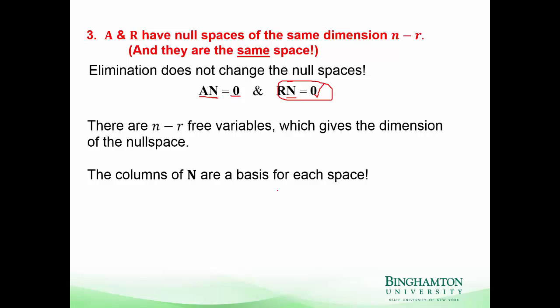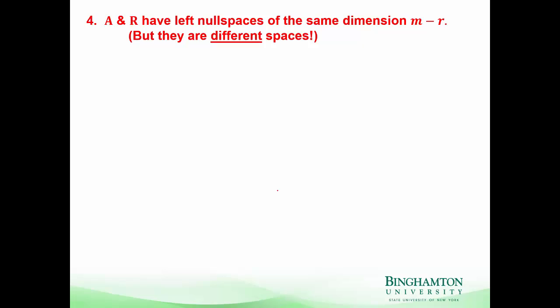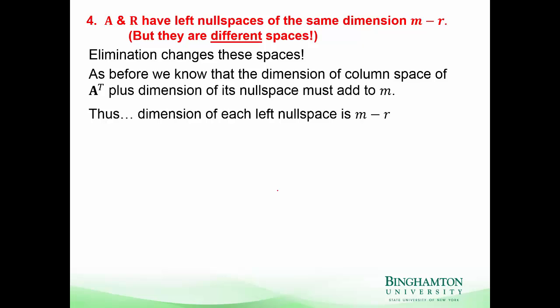So they're the same space and obviously then the same dimension. And then the last one, A and R, have left null spaces with the same dimension m minus r, but they are not the same space. And so this is again the fact that row elimination changes something about column spaces.